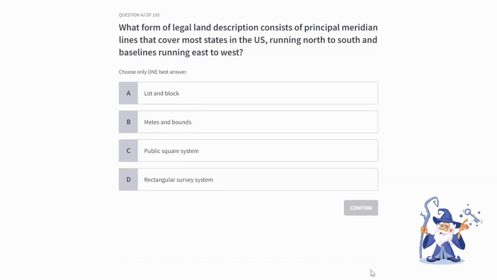All right, next one. Question 42: what form of legal land description consists of principal meridian lines that cover most of the states in the U.S., running north to south, and baselines running east to west? And it gives us four options: A, lot and block; B, metes and bounds; C, public square system; and then D, rectangular survey system. And I need to grab a glass of water. Give me 1 second. Think that one over, and I'll be right back.